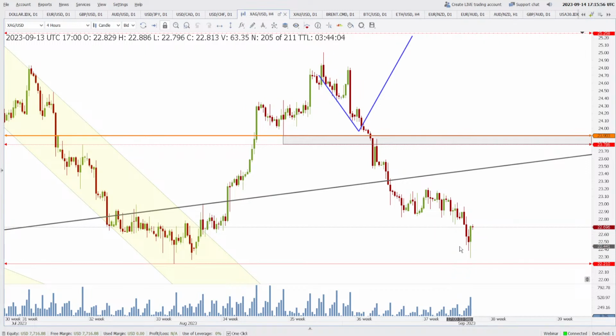With this said, I think it will be very difficult for the sellers to push the prices lower, and in fact now 23.78 and 23.90 is possible in this market in the coming time.